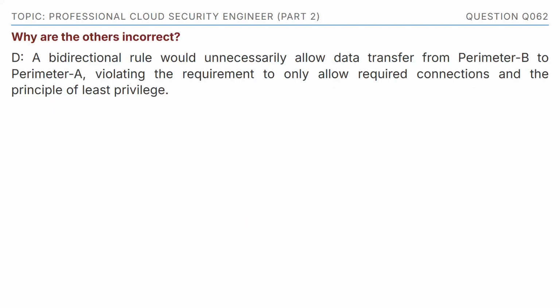D. A bidirectional rule would unnecessarily allow data transfer from Perimeter B to Perimeter A, violating the requirement to only allow required connections and the principle of least privilege.